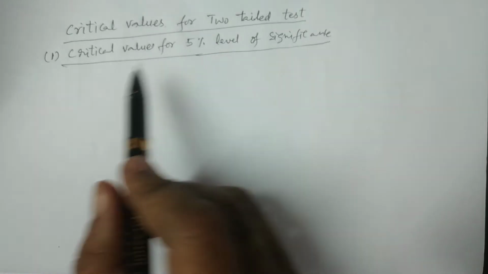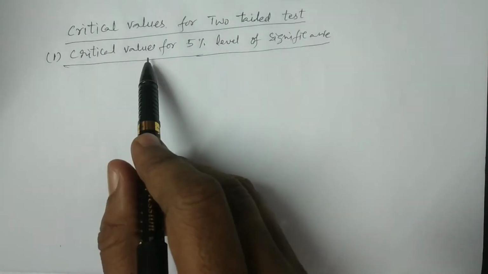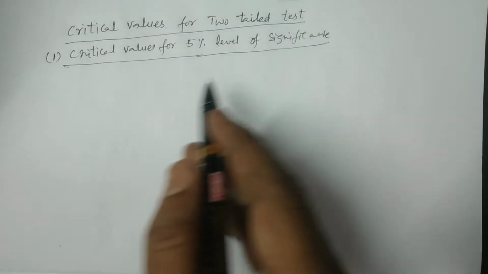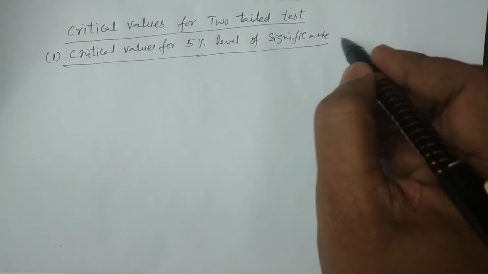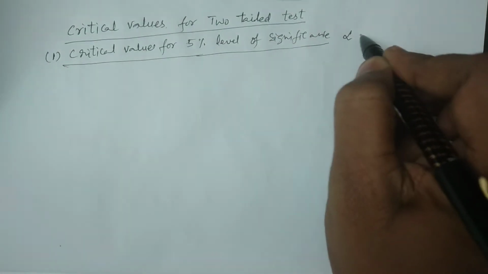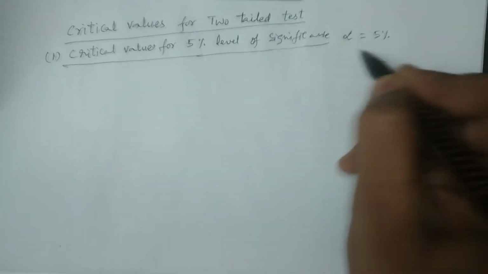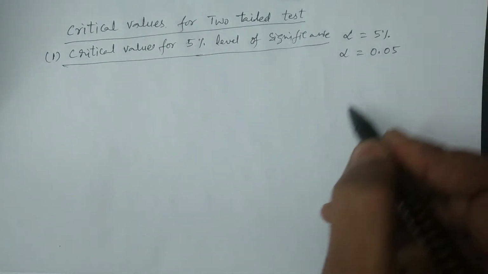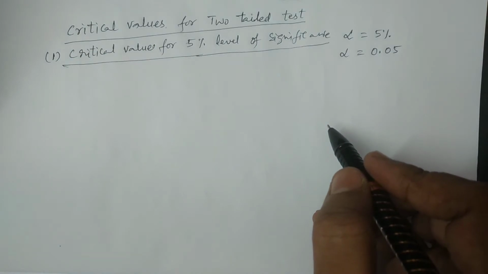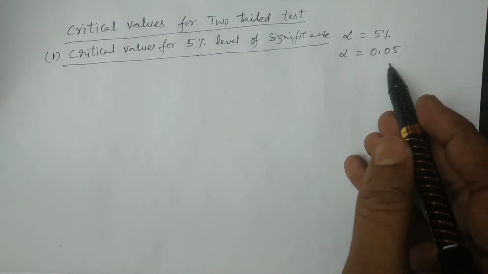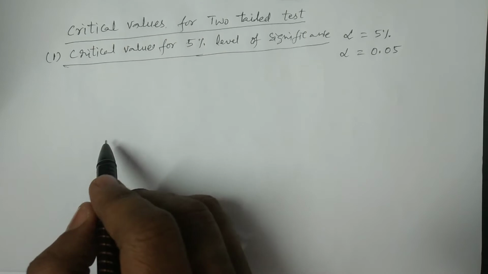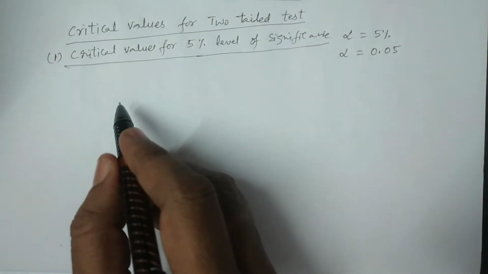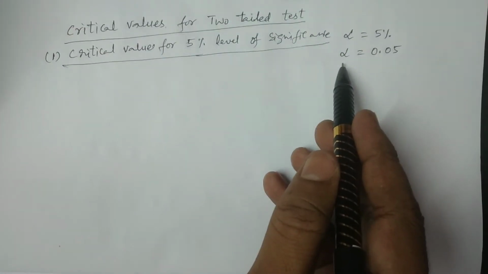So now I concentrate on the critical value for 5% level of significance. Let me specify the level of significance, that is alpha. 5% means alpha is going to be considered as 0.05 in terms of probability: 5 by 100, 0.05. This is used when we have to calculate Z alpha.